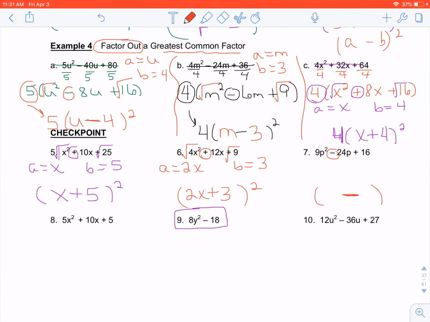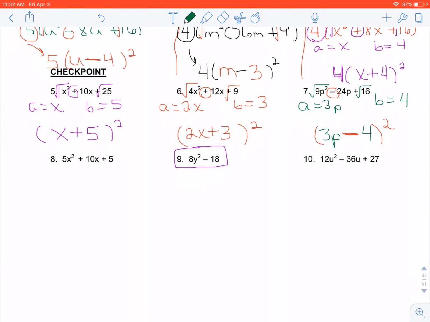So my parentheses needs a minus sign, and it's squared. And now we think of what is the square root of 9? What is the square root of 16? Well, that's 4. So 3p minus, because there was a minus in the problem, 4 squared.